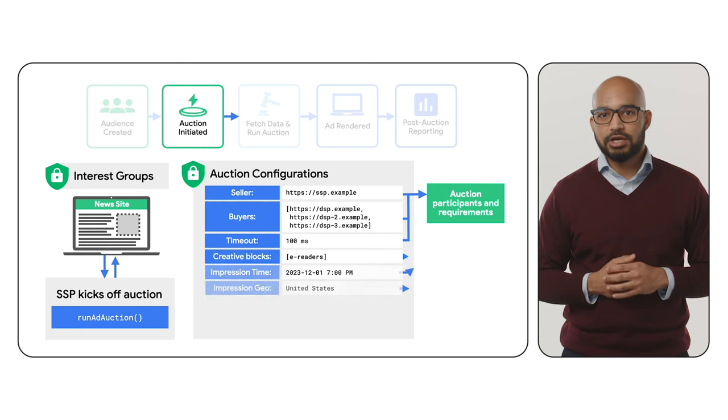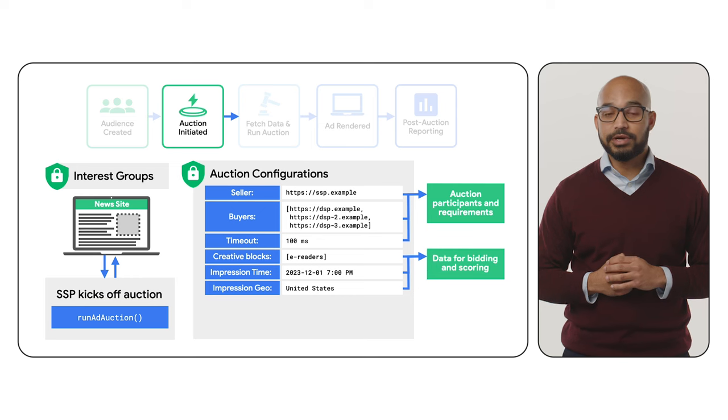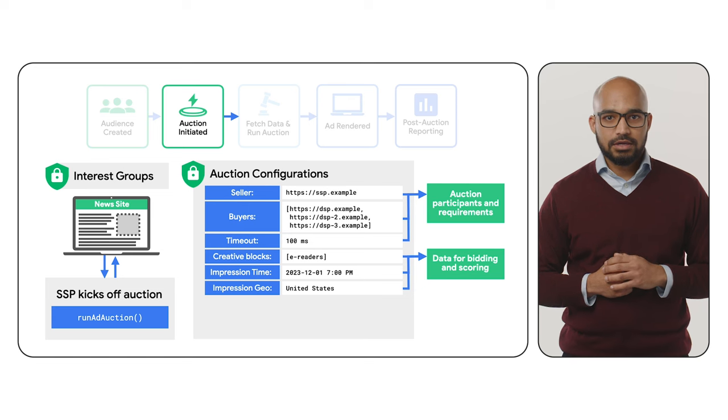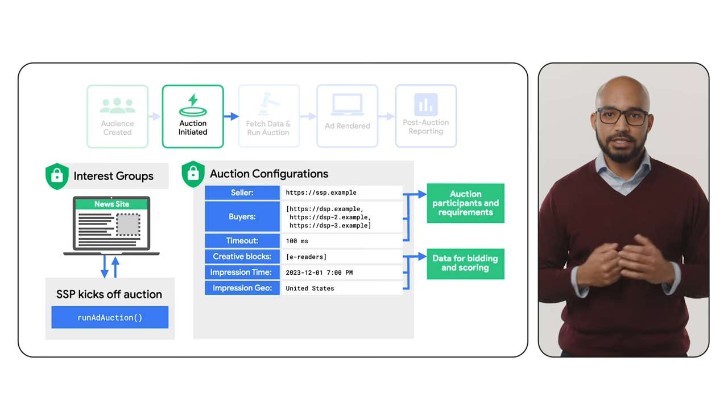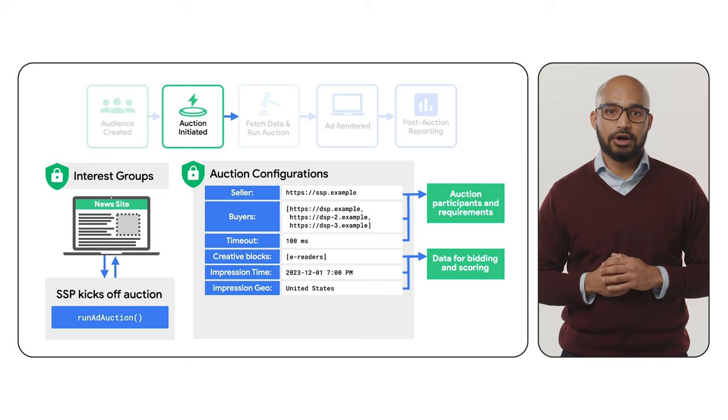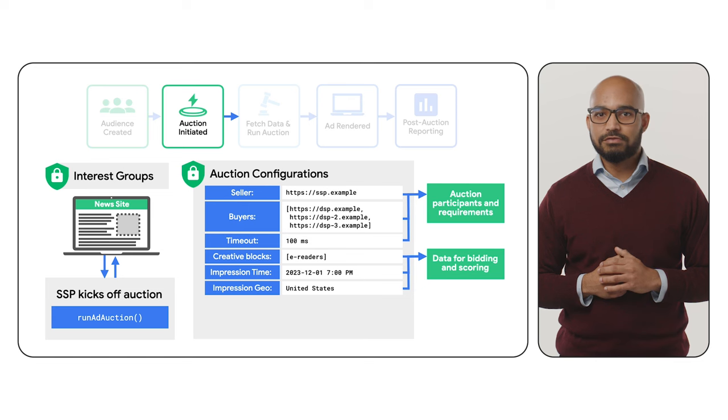Let's say this new site does not want any advertisements for e-readers. They can do that by including these in the restrictions in the auction configurations. They can also capture other metadata you may be familiar with in programmatic auctions, such as impression time and geography. In this case, the impression time is incorporated in the auction, and the browser is currently in the United States. All of this data will eventually be made available for bidding and ad scoring logic during the auction.